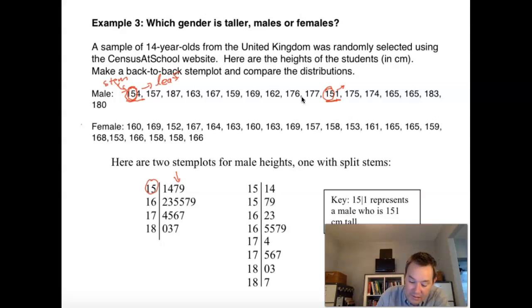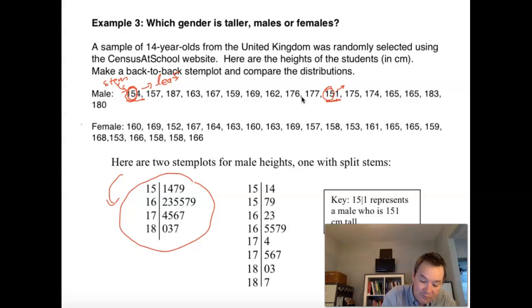And so I said this is kind of like a dot plot. It's actually like a dot plot turned on its side. So if you think of this, of rotating it 90 degrees, then it would kind of look like a dot plot where the actual digits, the leaves, represent the dots, right?